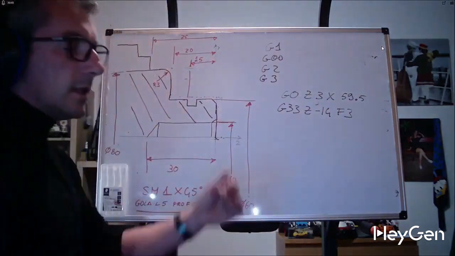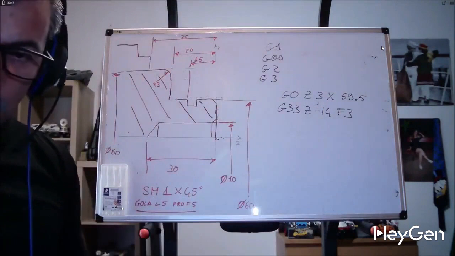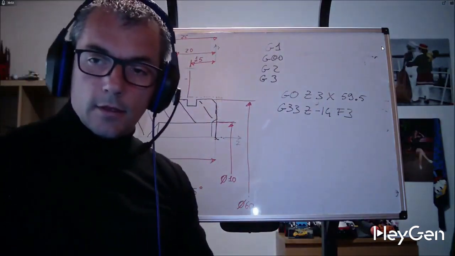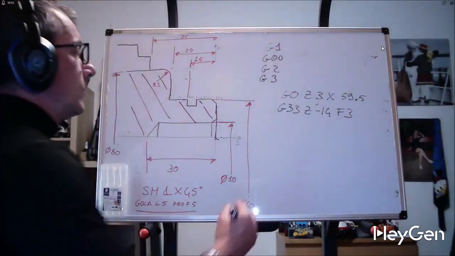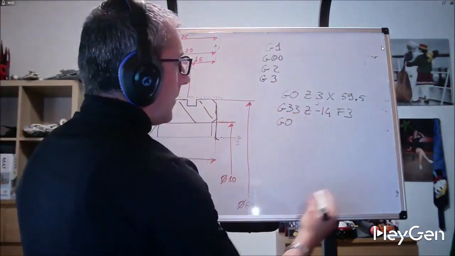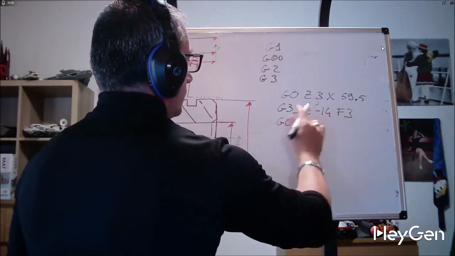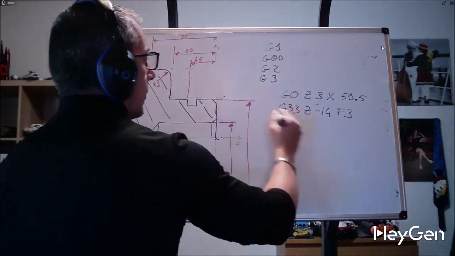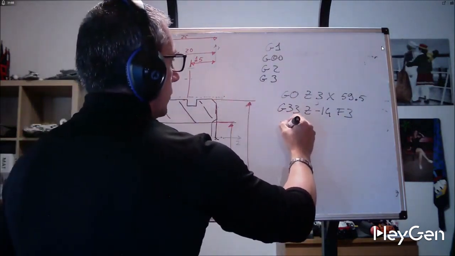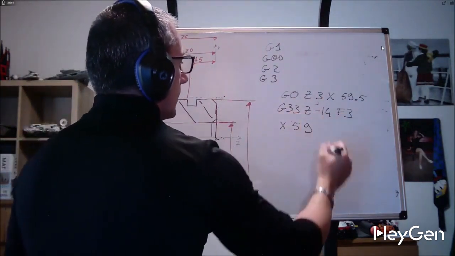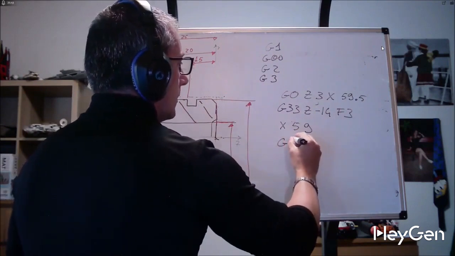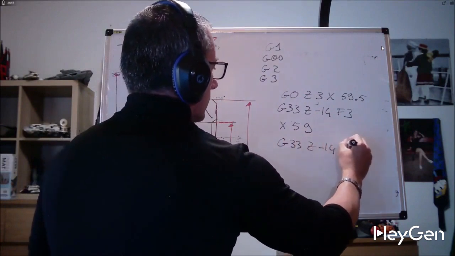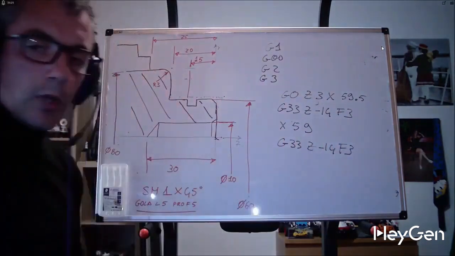F3, where G33 tells the machine, look, I am making a thread. Go to F3. You will ask me what the difference is between a G1 at F3 and a G33 at F3, which is that when I finish G33, first of all it returns here. So at this point I will tell it G0, X 59, G33, Z minus 14, F3. That is, what does the machine do?